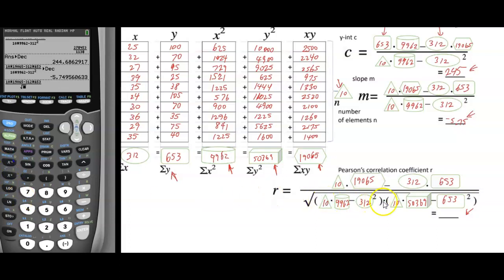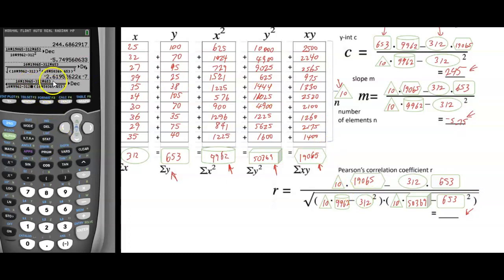And then now we have these giant things. Now we're going to need parentheses because the equation has parentheses, okay? 10 times 9962 minus 312 squared times 10 times 50. By the way, I noticed I made a mistake here, so I'm not going to waste time showing you the mistake I made. But look, I put the squared outside the parentheses, and the squared is supposed to be inside the parentheses, okay?